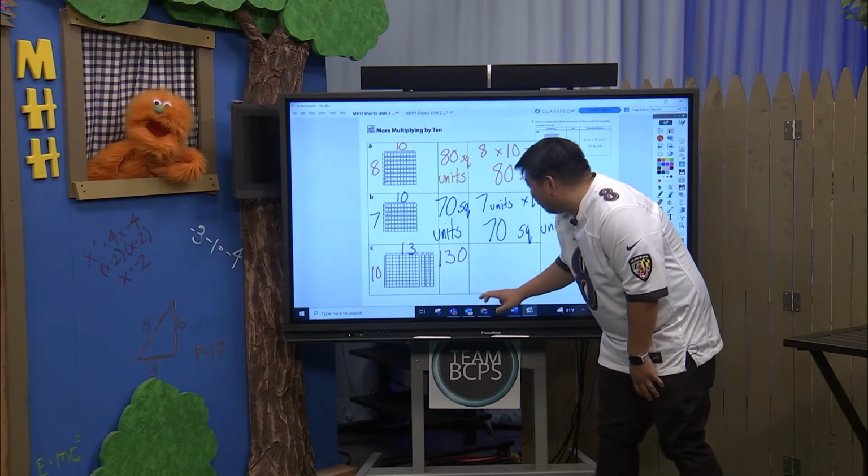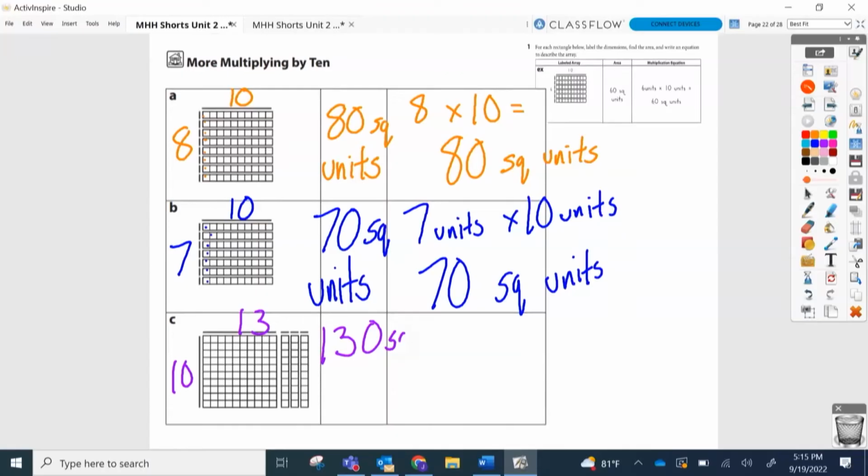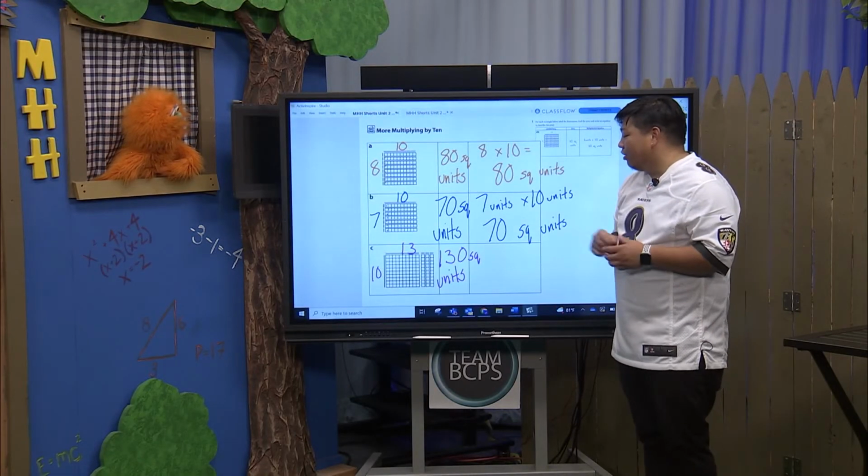All right. So for those of you at home, putting a 0 at the end really means we're multiplying by 10, right? We're annexing a 0. It means we're multiplying by 10. It's an increase by a power of 10. So that's how we got 130 square units.